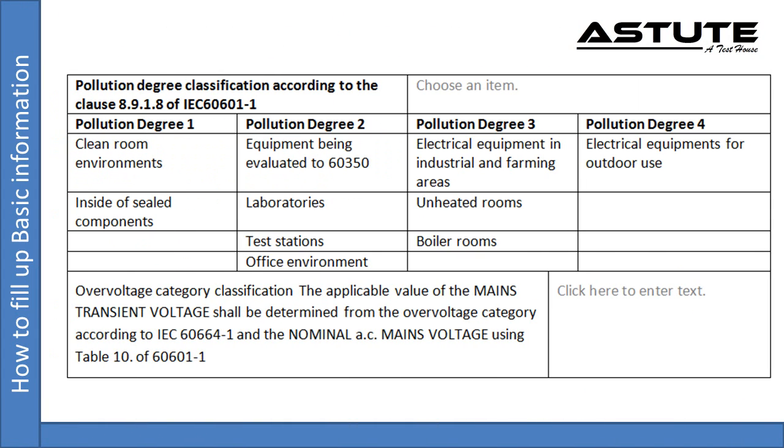Pollution degree 1. Equipment used in clean room environments, inside of sealed components. Pollution degree 2. Equipment used in equipment being evaluated to 60350, laboratories, test stations, office environment. Pollution degree 3. Electrical equipment in industrial and farming areas, unheated rooms, boiler rooms. Pollution degree 4. Electrical equipment for outdoor use.